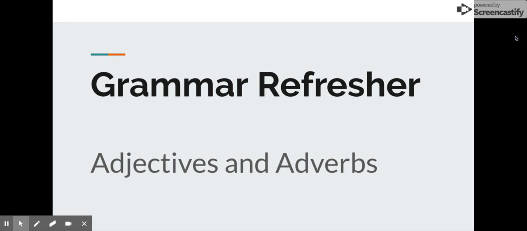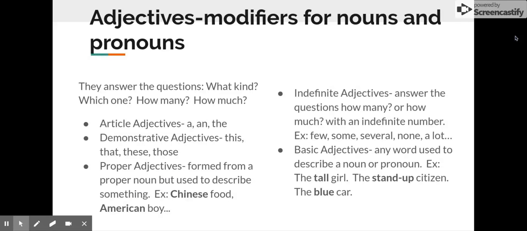This week's grammar refresher, we're going to be taking a look at adjectives and adverbs. We'll start with adjectives. These are the easier of the two.